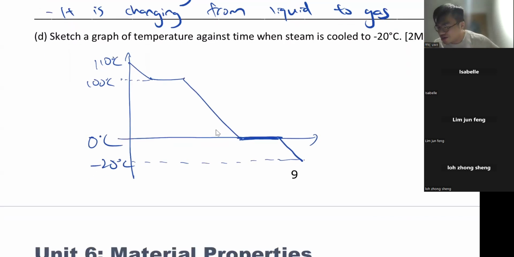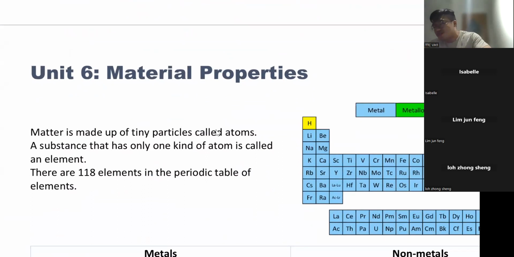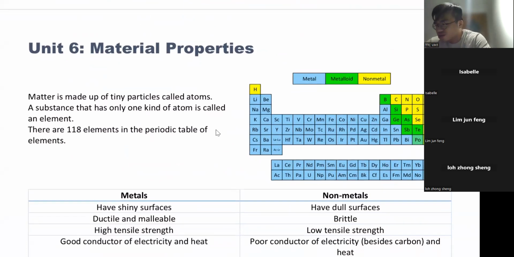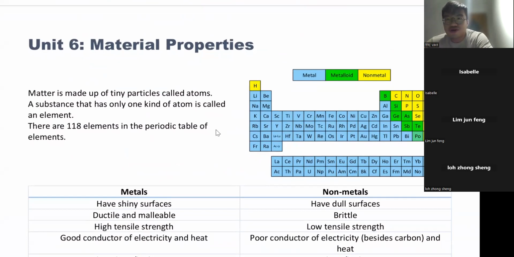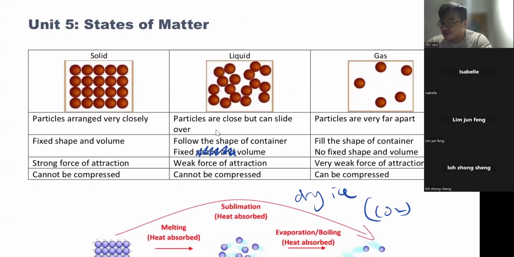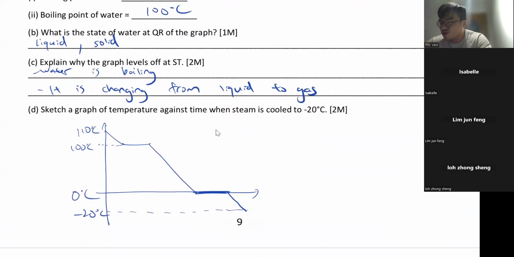All right. So next, let's move on. Okay, let's talk about chapter 6, shall we? This is material property. Very easy stuff. So material property is when you learn about real life stuff. Last week, the one is basic, states of matter, but this is more towards real life stuff.